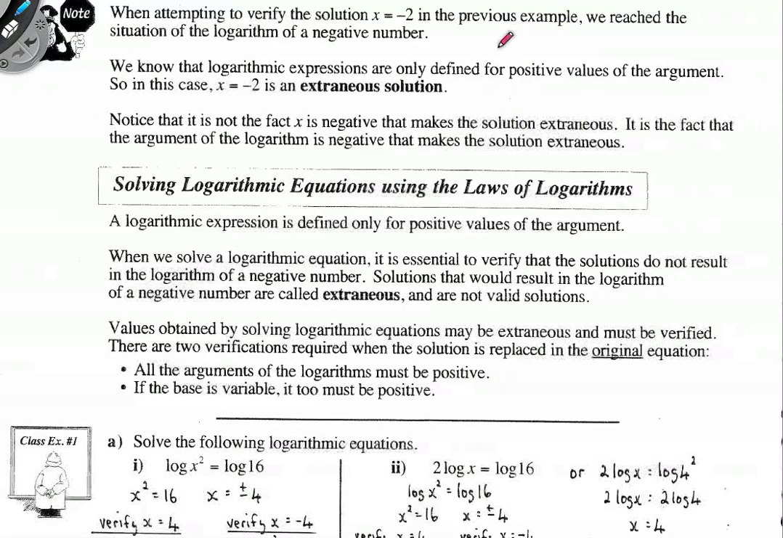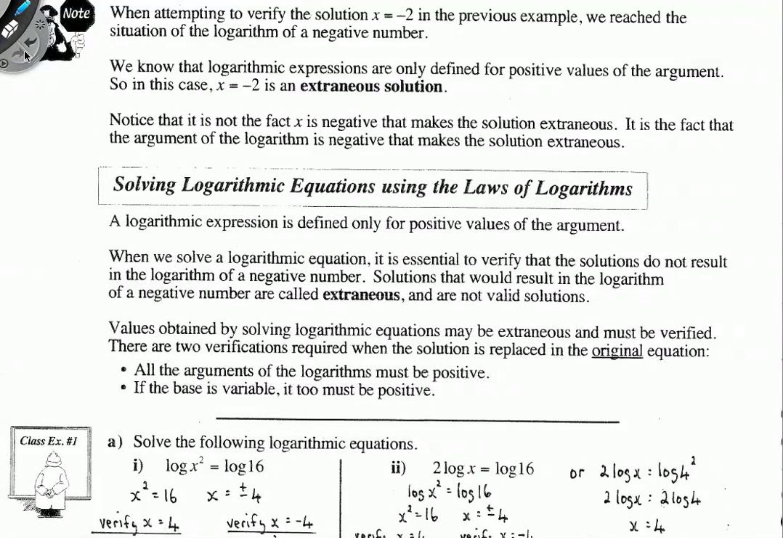So in the above example, basically it arrived at a quadratic and had two answers, and when substituted into the original equation, one of the answers did not work because it led to a negative log, so that was an extraneous answer, and so only one answer was possible.